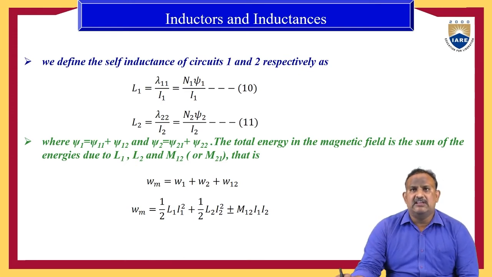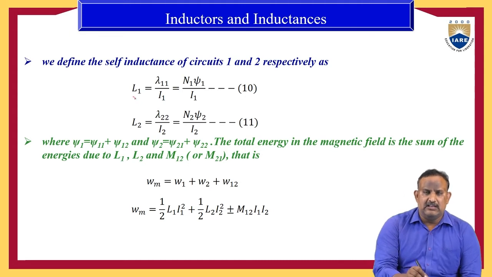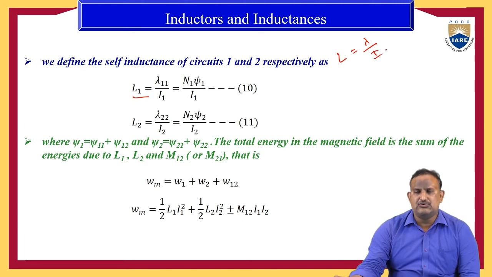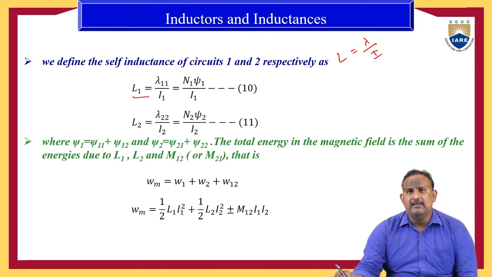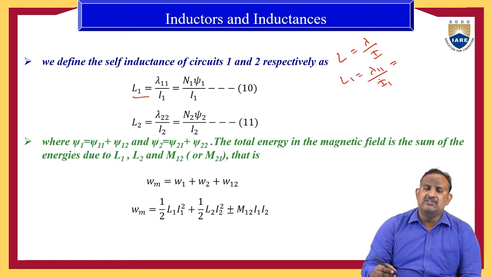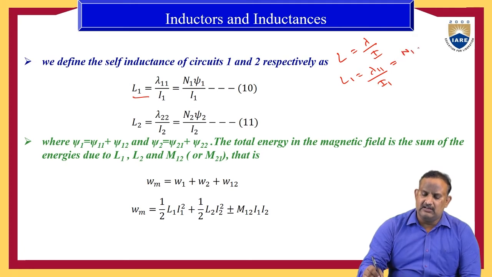Therefore, we define the self-inductance of circuits 1 and 2 respectively. Self-inductance L1 is equal to lambda11 by I1. Actually, we know the relation that inductance L is the ratio of flux linkage to the current. In a similar fashion, we can define L1 equal to lambda11 by I1. But lambda11 is a flux linkage, therefore you can write N1 psi11 by I1.